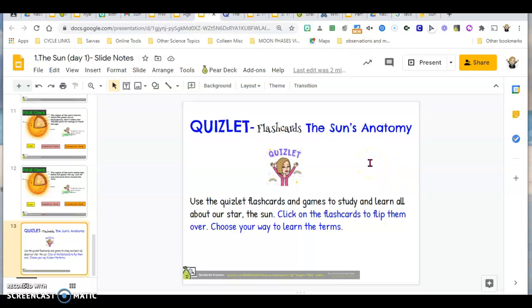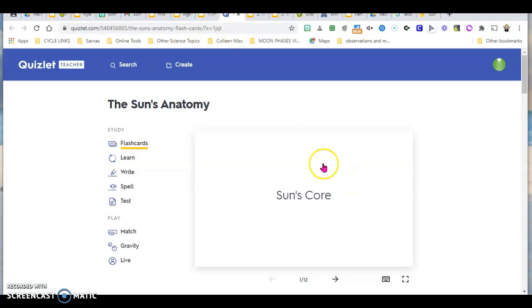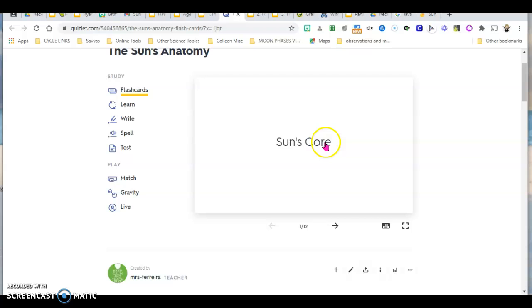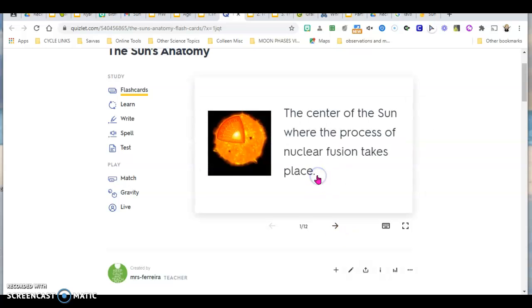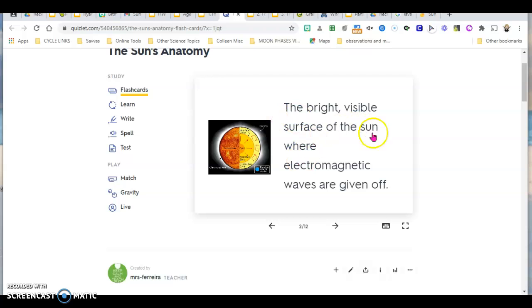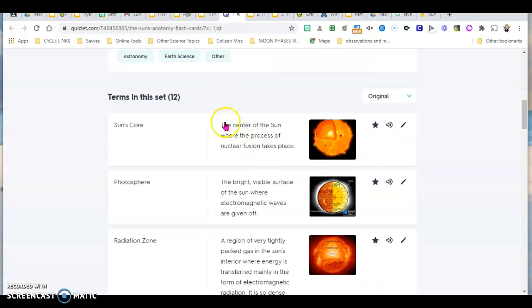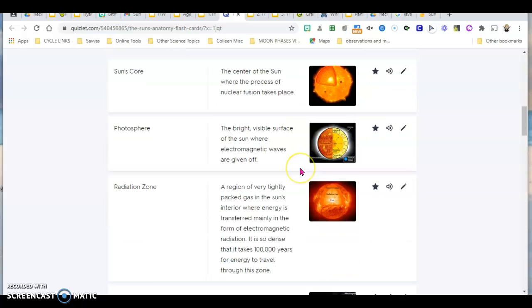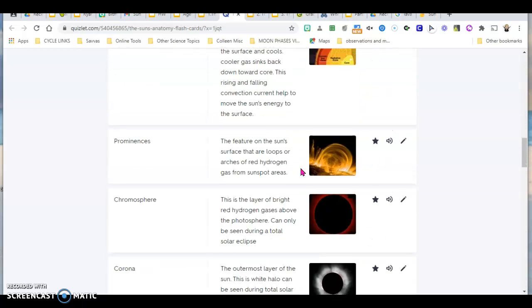So you're going to open the Quizlet, click on the flashcards to flip them, and then you can choose other ways to learn the words. These are the flashcards. Sun's core. When you click on the flashcard, it flips it over for the definition, the center of the sun where the process of nuclear fusion takes place. To go to the next card, click the arrow, photosphere. And you can learn all of the different terms that we're going to be studying for the sun's anatomy, the layers that make the sun. You can study the set looking like this in a list with the definitions and pictures.